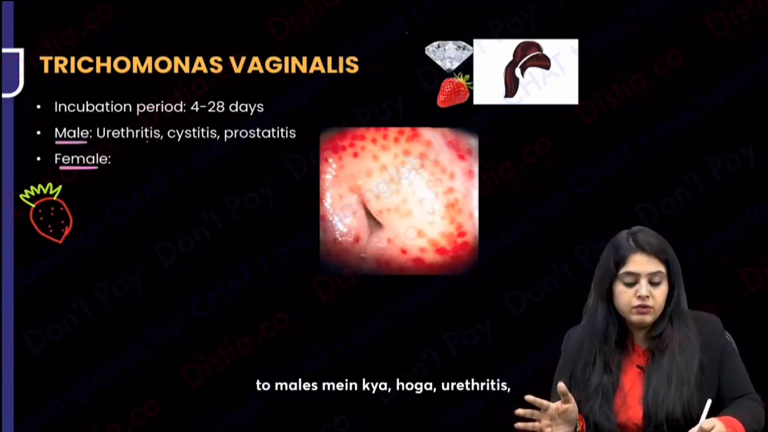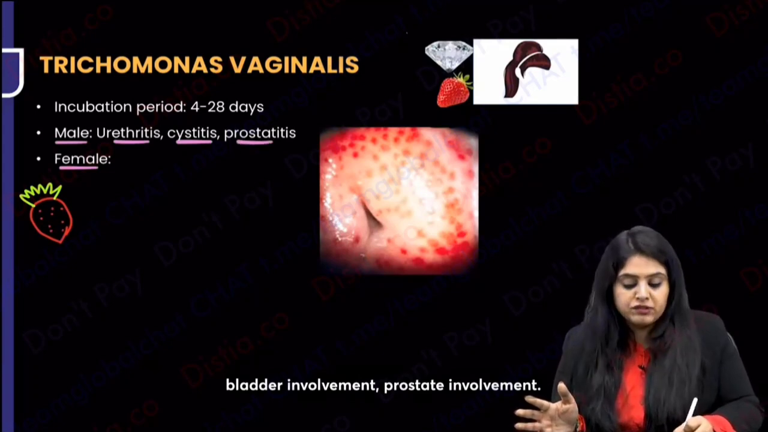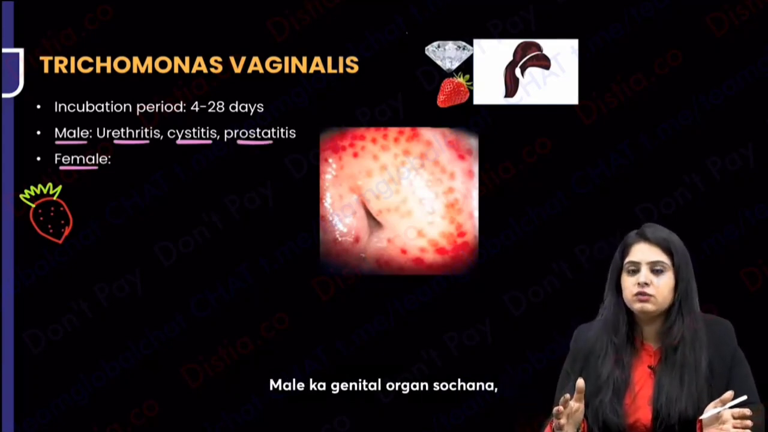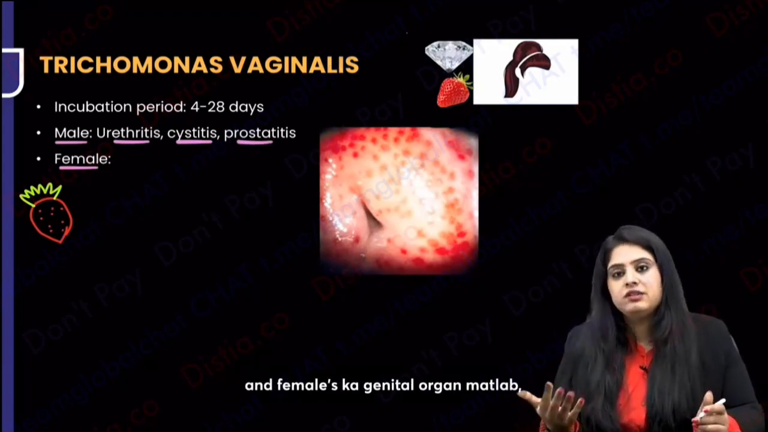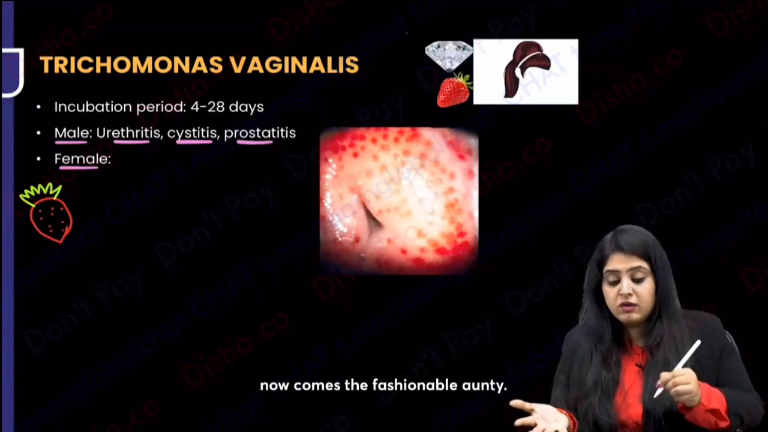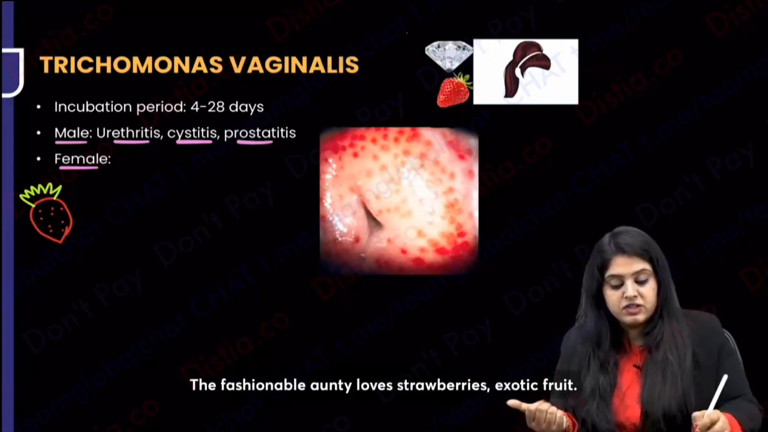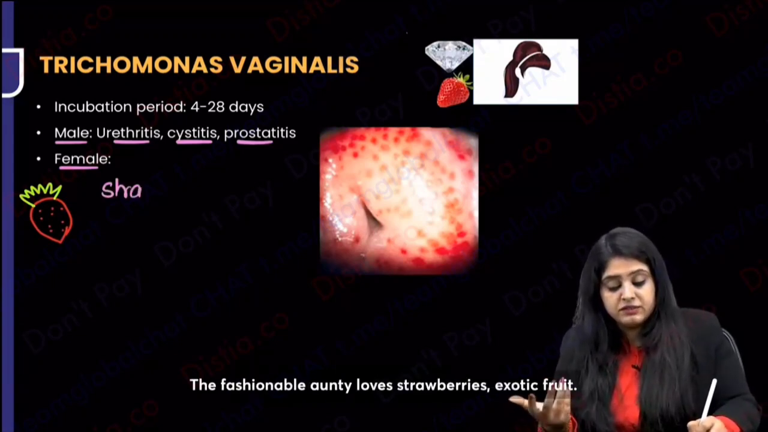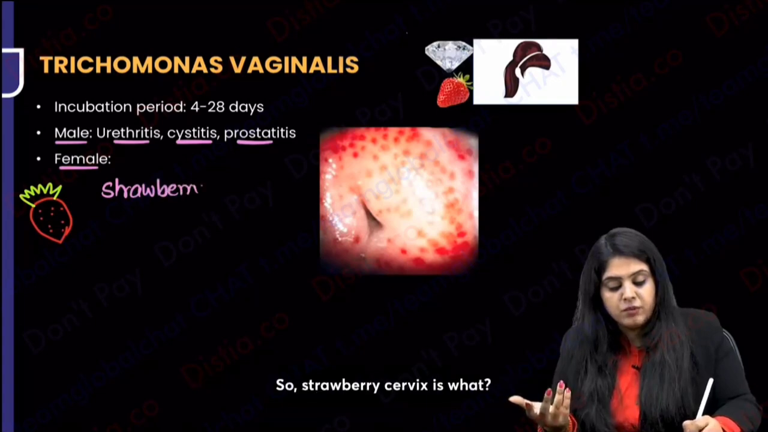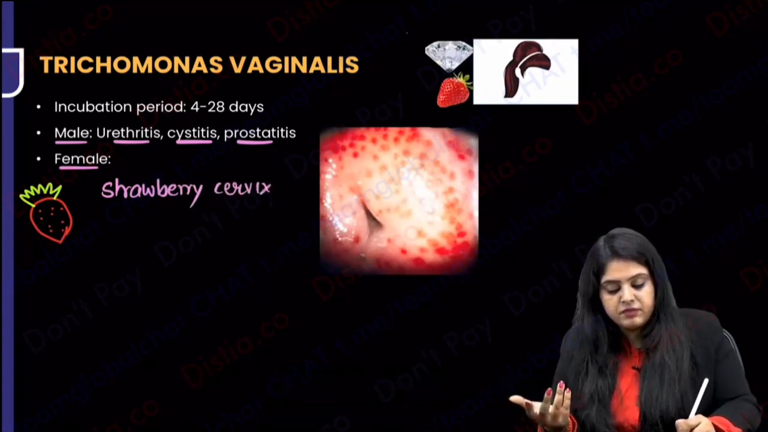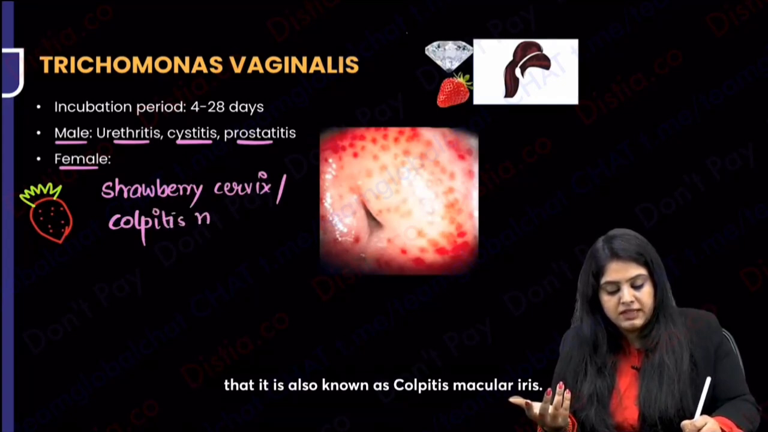So in males, what will happen? Urethritis, bladder involvement, prostate involvement. Think of the male genital organ, and the female genital organs, meaning you're thinking of the very famous... Now comes the fashionable auntie. The fashionable auntie loves strawberries, exotic fruit. So strawberry cervix is what you will see. I think we all know that it is also known as colpitis macularis.